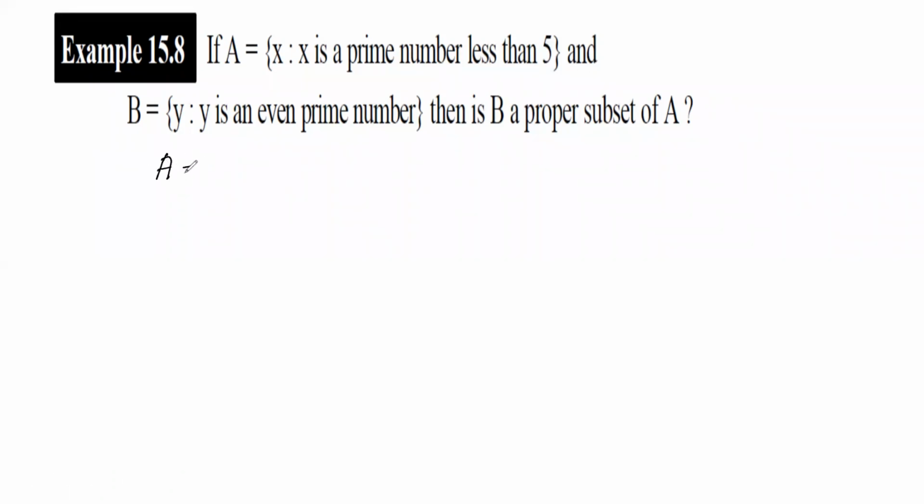Here, set A, we have prime numbers less than 5. We have 2, 3. Because we have less than 5, sabihin hindi kasama si 5. And we are just considering prime numbers. A prime number has exactly 2 factors, 1 and itself. So for elements of A, we have 2 and 3.